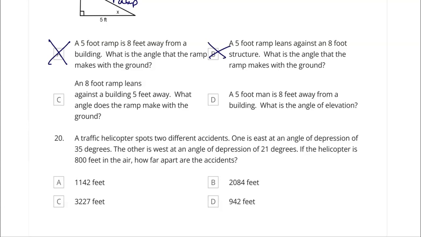Because remember, ramps are always at an angle. So that's going to tip you off that it could be true. The ramp is 8 foot and it leans against a building 5 foot away. That sounds more reasonable. So I would say that the best scenario is this one, but let's just check part D. A 5-foot man is 8 feet away. Nope, makes no sense. So the best answer, and really the only reasonable one to describe that scenario, is C. Okay, we made it.